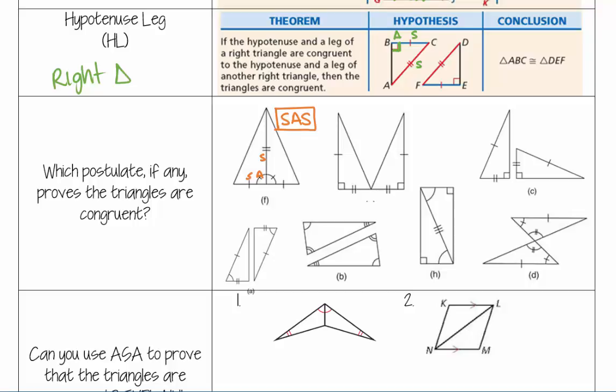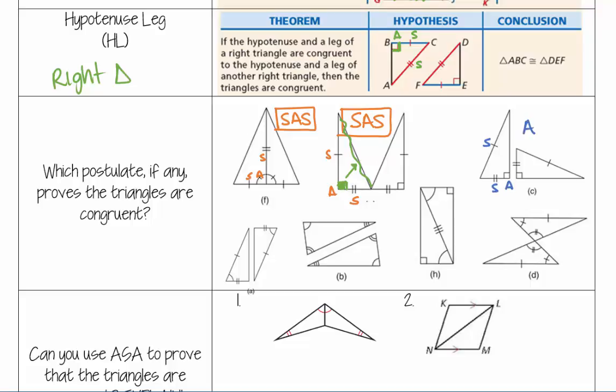Now this one, I have a side, an angle, and another side. So again, this makes SAS. I could prove that these triangles are congruent with side, angle, side. Now I know a lot of people saw that one and said, oh look, there's a right angle, so it's got to be hypotenuse leg. Remember, your hypotenuse is across from the right angle, and we know nothing about this side right here, so we can't use hypotenuse leg.